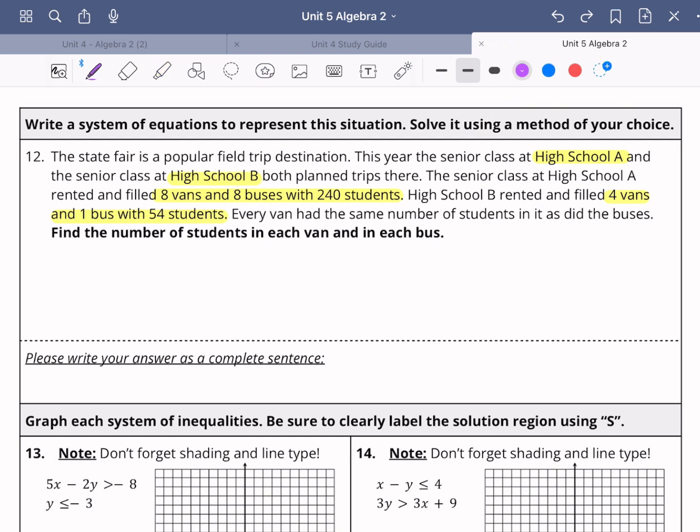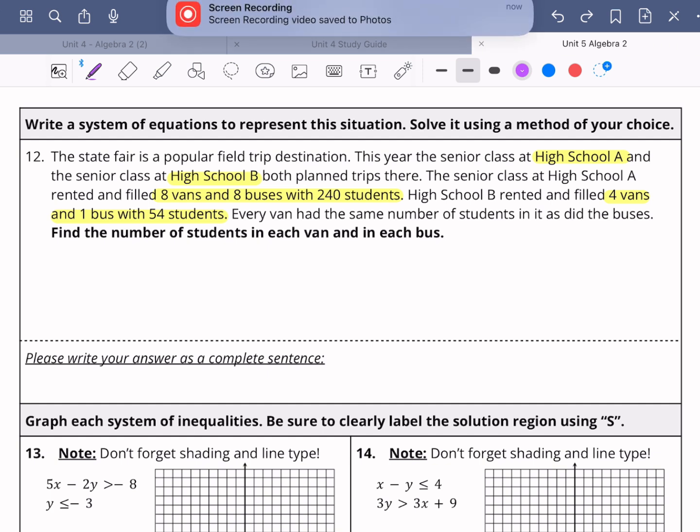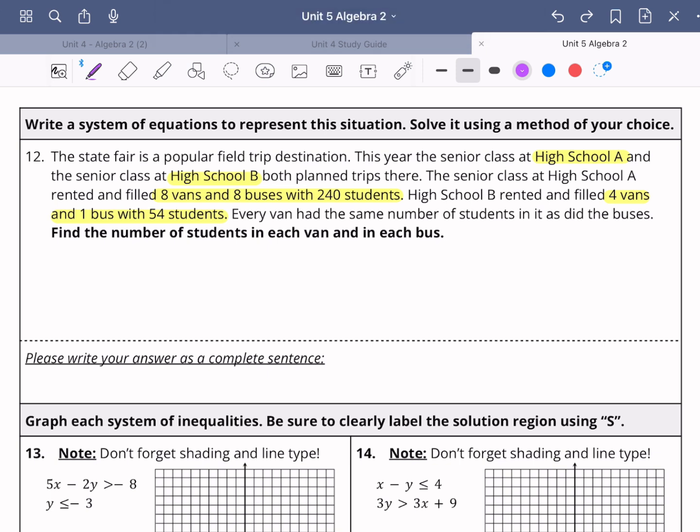So it's not like the vans equals buses. It just means that high school A's vans were the same as high school B's vans, and high school A's buses were the same as high school B's buses. So we're going to create a system with variables. What we don't know is how many students were on each van and each bus.